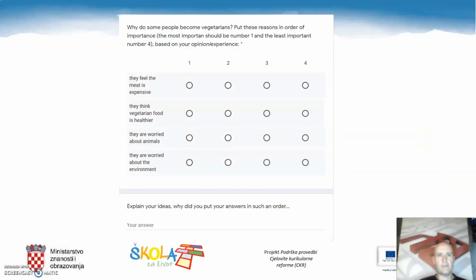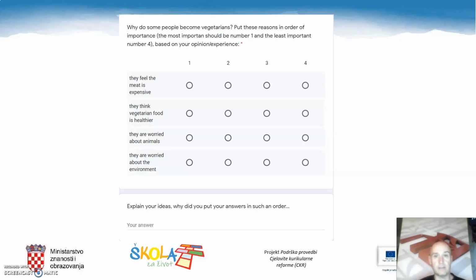Then we have a little scale question. The question is, why do some people become vegetarians? I'm not telling you that you should become a vegetarian, but can you please think about these reasons why people become or might have become vegetarian? So is it they feel the meat is expensive? They think vegetarian food is healthier? They are worried about animals, or they are worried about the environment?